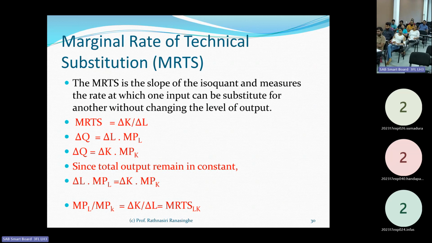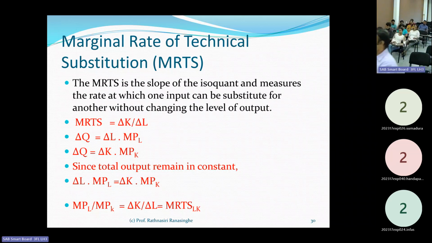What are the two inputs we use? Capital and labor. So delta K and delta L. So the slope gives us delta K over delta L. In other words, if you differentiate the isoquant production function, you get the MRTS, the marginal rate of technical substitution.